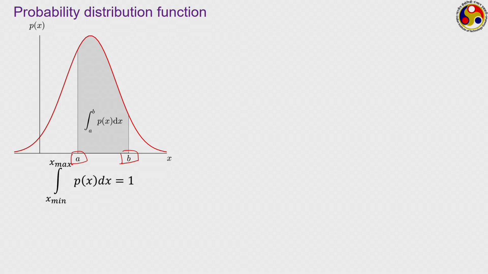And so, the probability of all the data points appearing within the limit of x minimum to x maximum, that is the range of x, has to be equal to 1, because it encompasses all the possible probabilities, or all the probabilities that a phenomenon can happen.